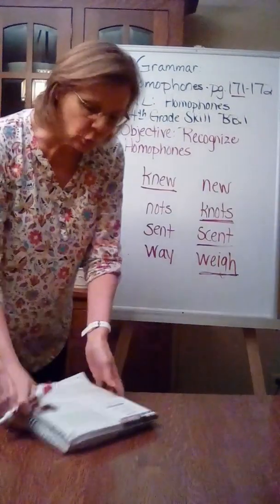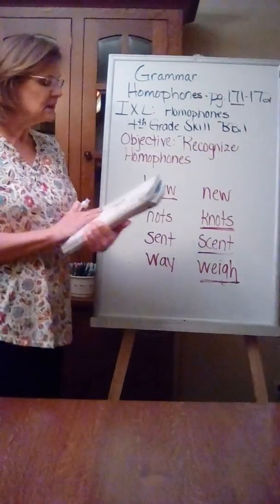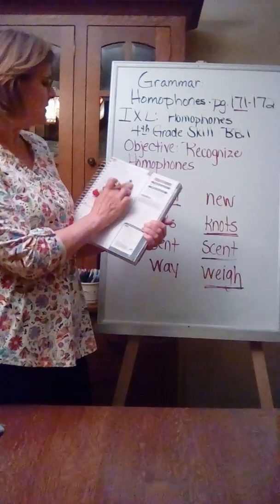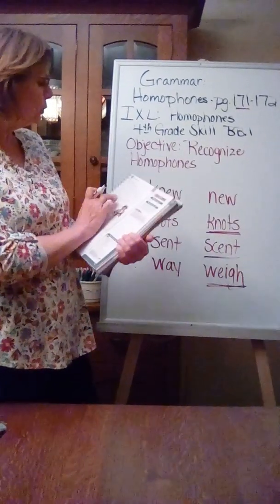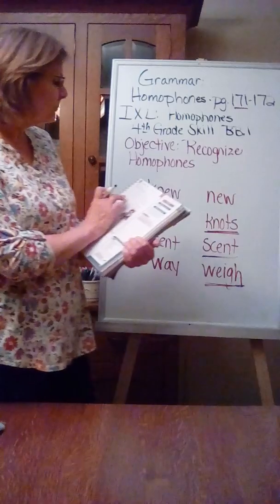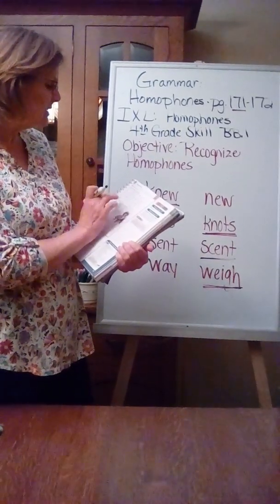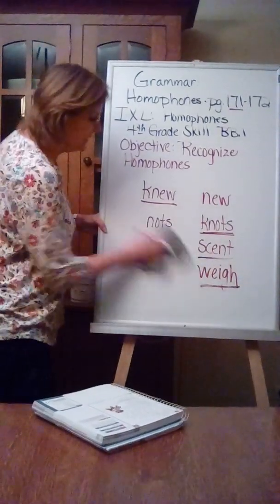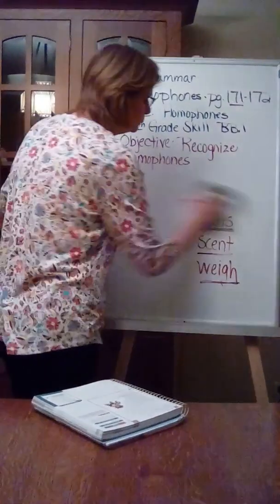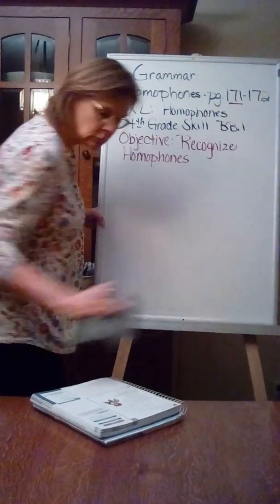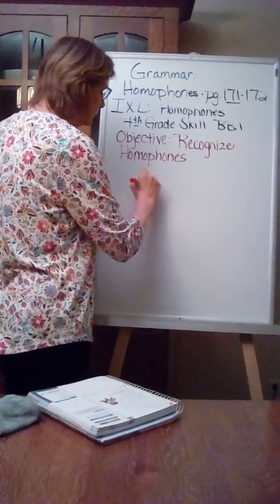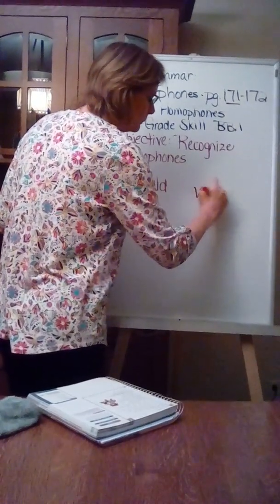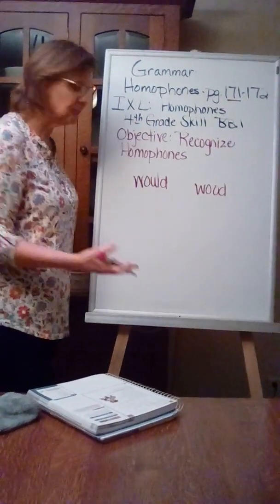All right? Your job is to complete page 172. They're asking you to fill in the correct homophone. Now, if you look at this independent practice, it says, write the homophones correctly in each sentence. If you look at number 1, they've given you the word would, like would you be able to do that? Or wood, in regards to a piece of wood.